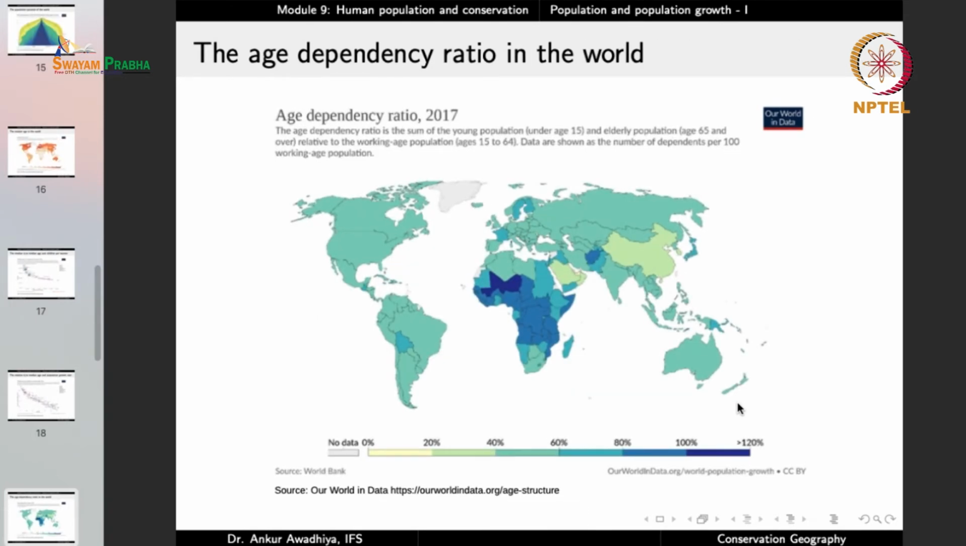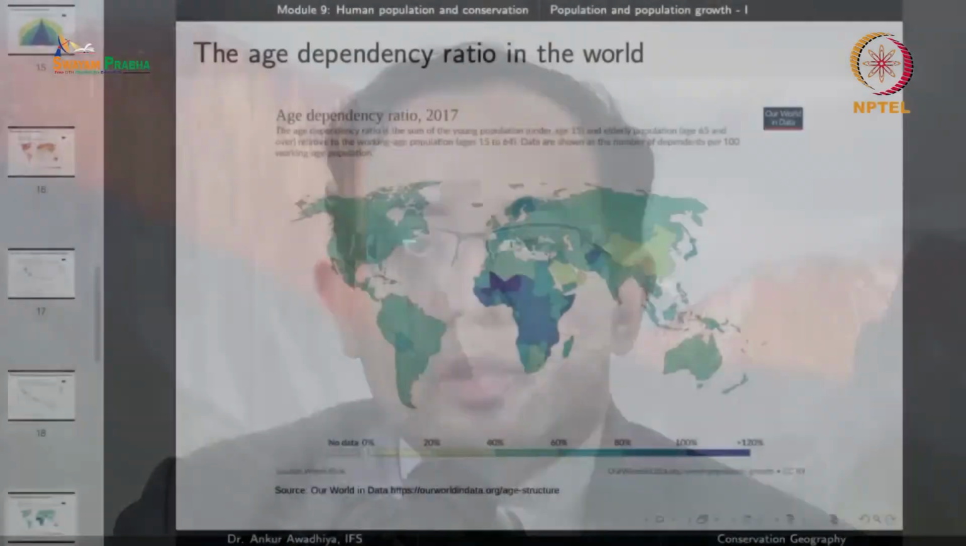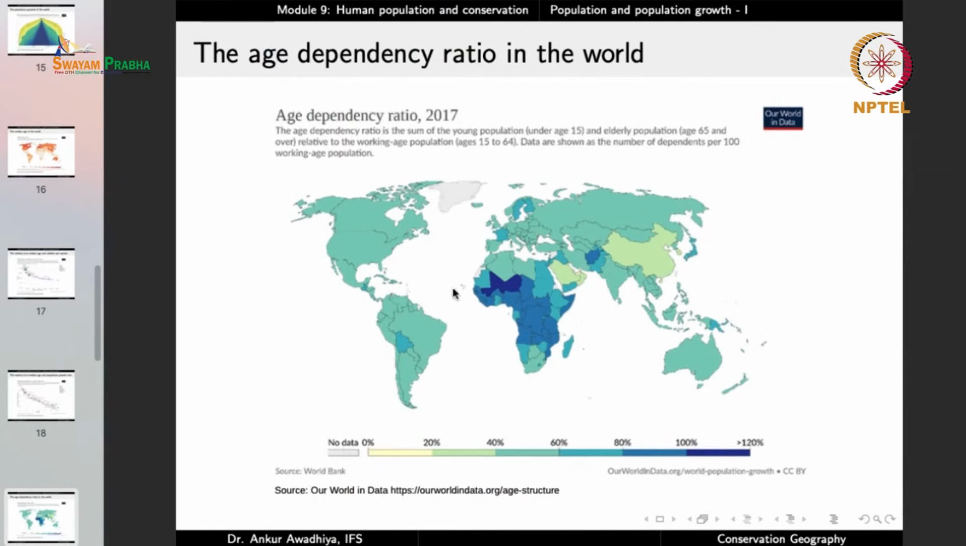And this has got ramifications about the dependency ratio in the world. The age dependency ratio is the sum of the young population under age 15 and elderly population age 65 and over relative to the working age population, which is age 15 to 64. So basically, the dependency ratio asks the question, what is the fraction of the dependents when compared to the working age population? Now the dependency ratio is high in countries where you have a large number of children, like most countries in Africa or Afghanistan.